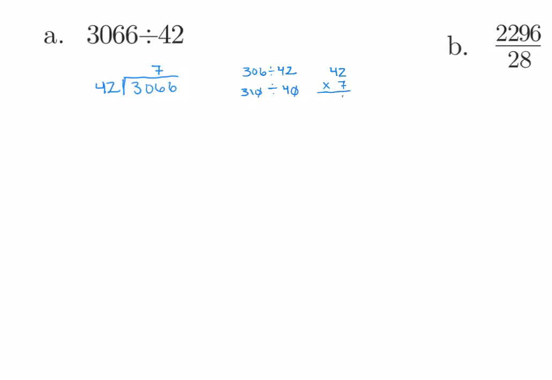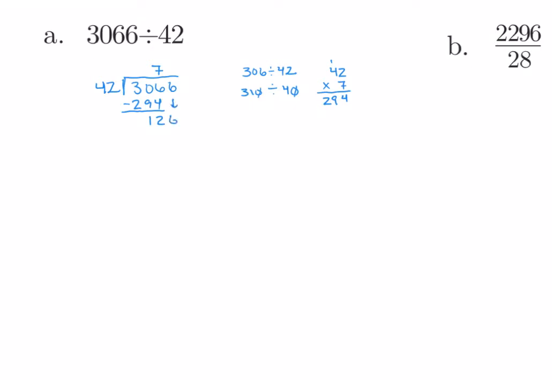7 times 2 is 14. We carry the 1. 7 times 4 is 28, plus 1 is 29. I'm going to bring that over to my division problem. 6 minus 4 is 2. 30 minus 29 is 1. So we can't subtract any more, and my subtraction result is smaller than 42, so this is correct.